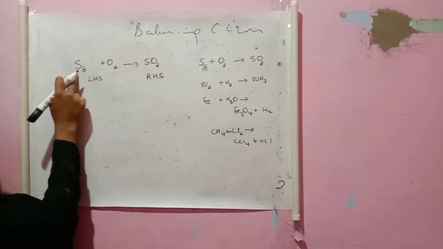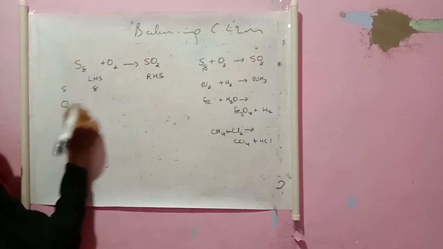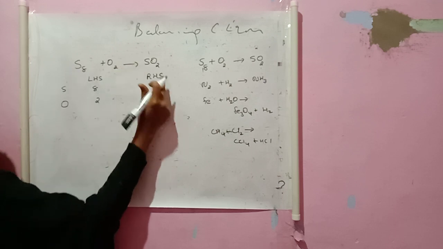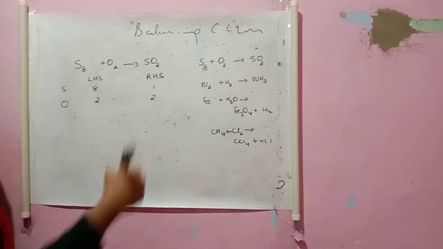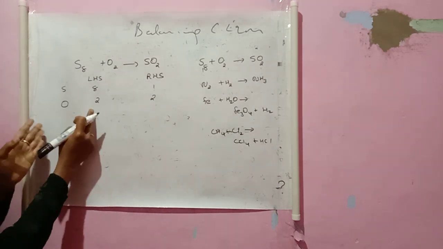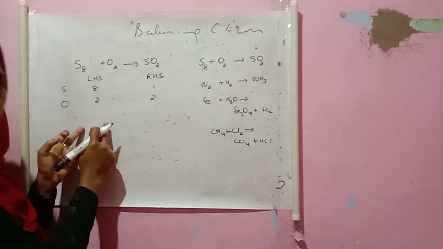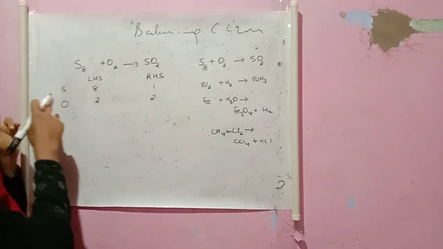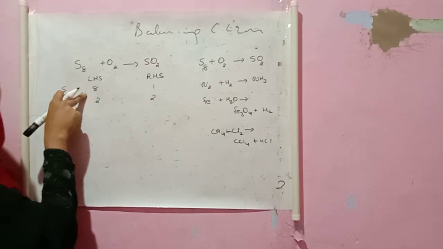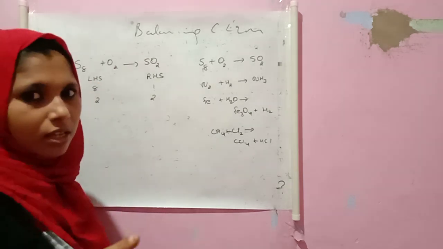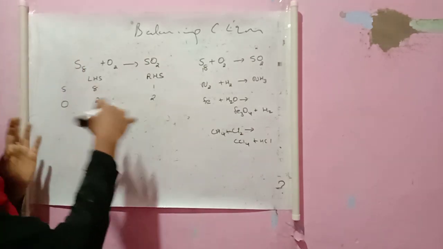In the LHS there are 8 sulfur atoms and 2 oxygen atoms. In the RHS only 1 sulfur atom and 2 oxygen atoms are there. So we have to balance this. Now look here, oxygen is balanced because in the LHS it is 2 in number, and in the RHS also it is 2 in number. But what is the case of sulfur? In the LHS 8 sulfur atoms are there, but in the RHS only 1. So we have to convert this 1 to 8.